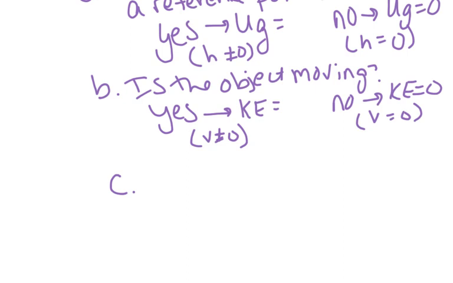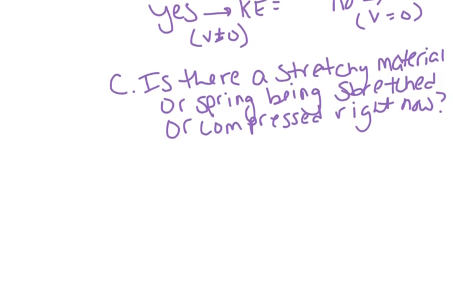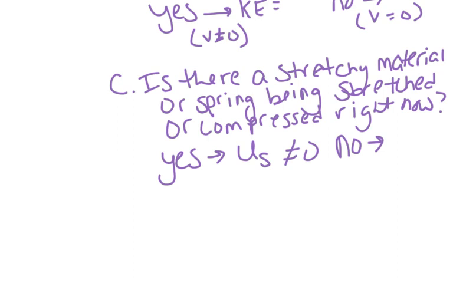All right, the third question is, is there a stretchy material or a spring being stretched or compressed right at this moment that we're looking at right now? If there is, then we have elastic potential energy. We're not going to make you guys know the equation for that one, so we're just strictly looking at whether it's there or not. If something is not being stretched or compressed right now, then the elastic potential energy is equal to 0. Okay, so that is step 1. What type of energy is there?